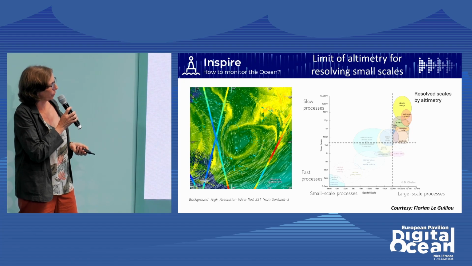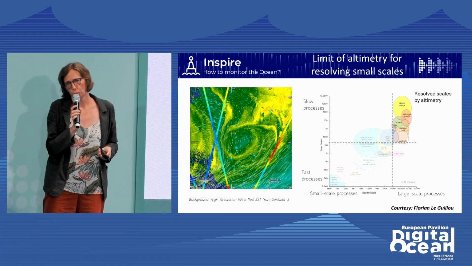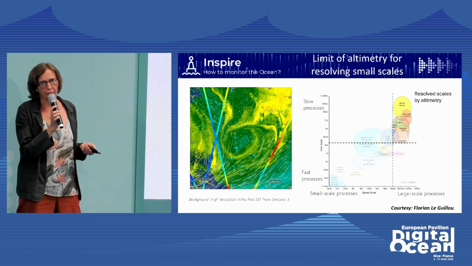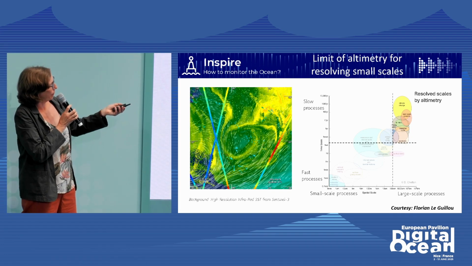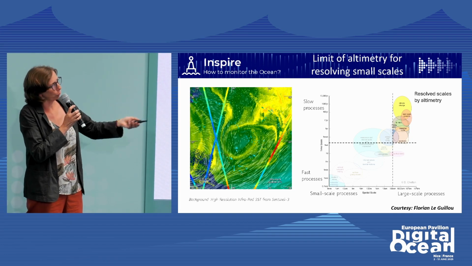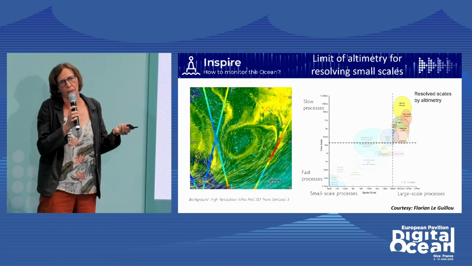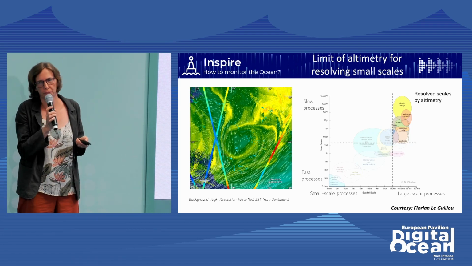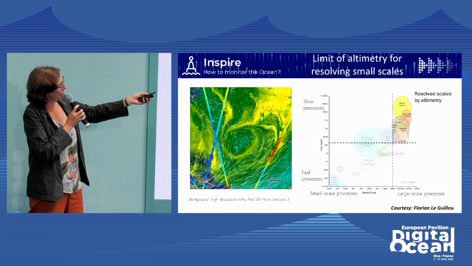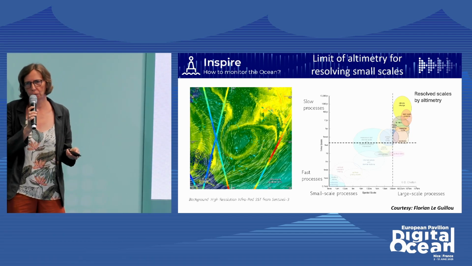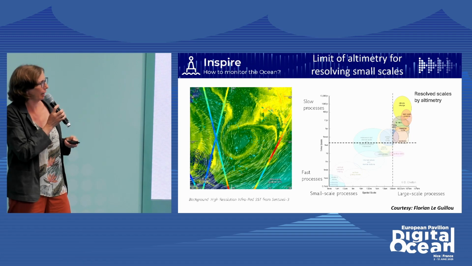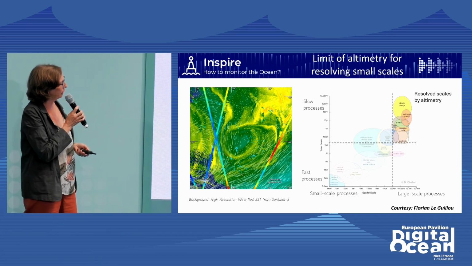So there are limits, of course, to this system. We have seen that altimeters measure the sea level along tracks. And so they are able to see only the large scale and the slow movements of the currents. And this is an example of the tracks, which is superimposed on a map of sea surface temperature at a much higher resolution from a Sentinel-3 satellite.